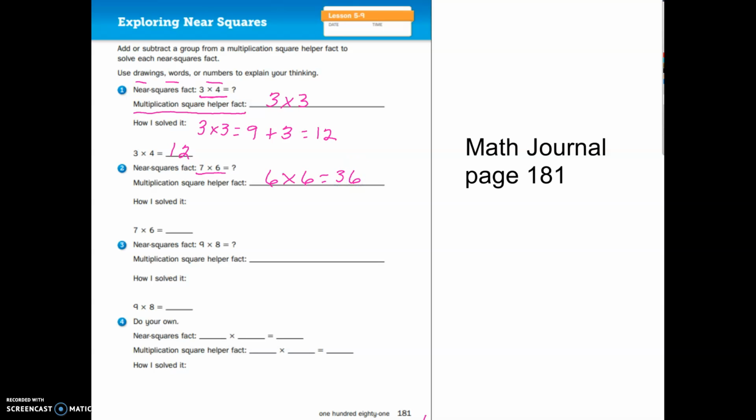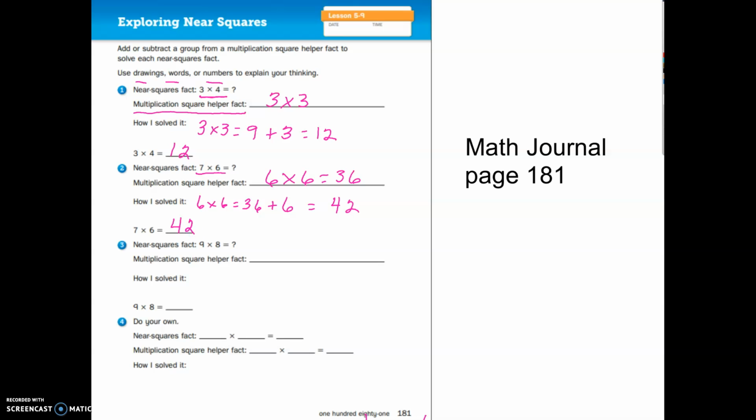So how did I solve this? Well, I know that 6 times 6 equals 36. 7 times 6 is one more group of 6. So I'm going to add 6 to that. And I'm going to add 36 plus 6, which is 42. So 7 times 6 equals 42.